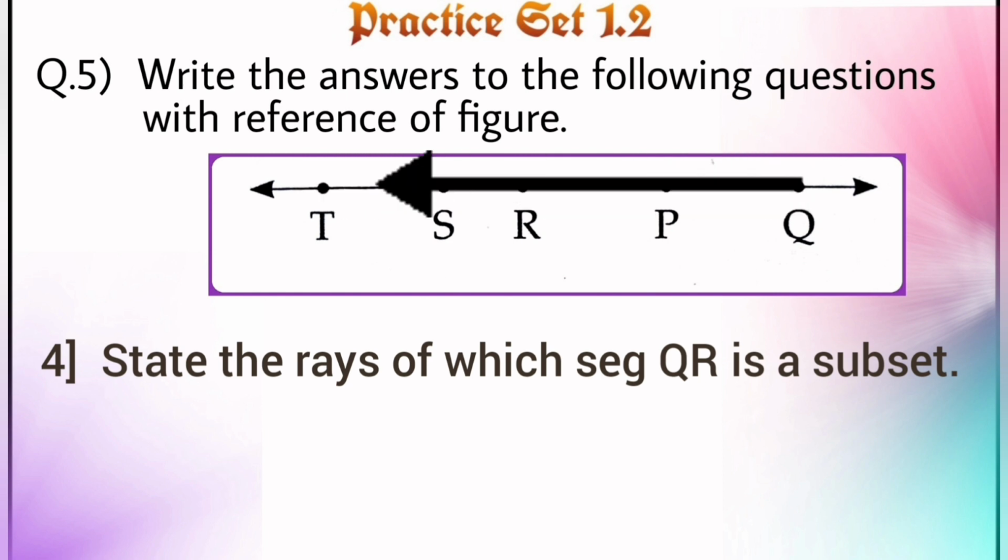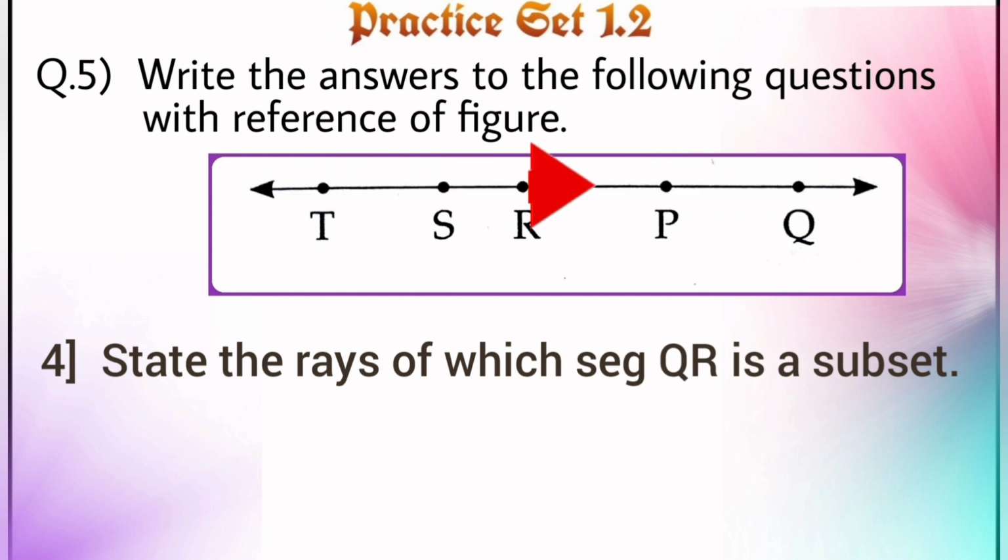In ray QR there is endpoint Q, and the points after it are also considered a part of this ray. But segment QR is also a part of this ray. If we are saying ray QR, then segment QR is also a part of this. Therefore, segment QR is a subset of ray QR.